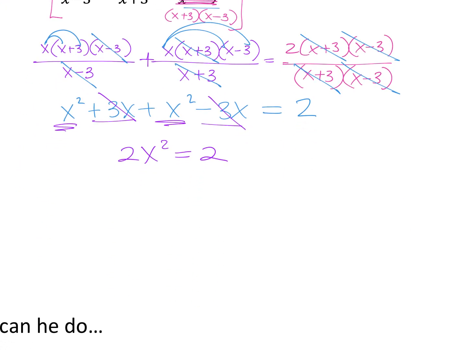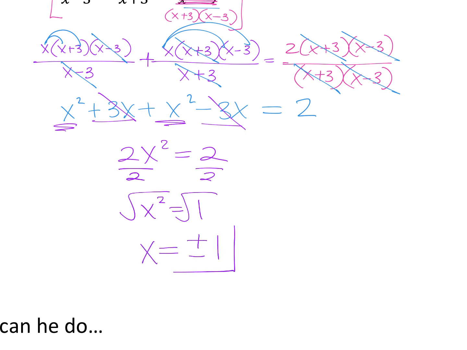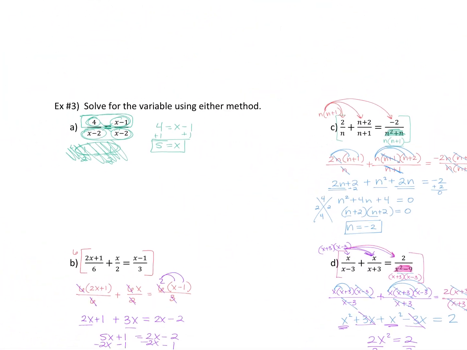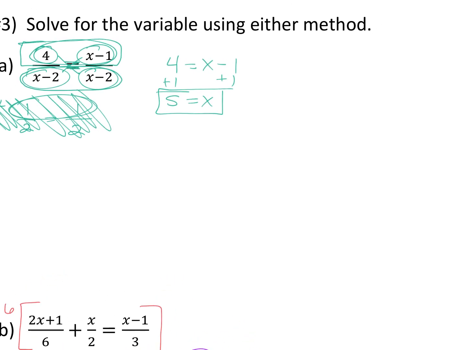So if we solve for x squared, we're going to divide by 2. So x squared equals 1. What's your answer? Plus or minus. Don't forget the plus or minus when you square root. X equals plus or minus 1. Okay. Any of these could be extraneous, technically. Okay. If we had worked this one out the factoring way, you would have seen that.